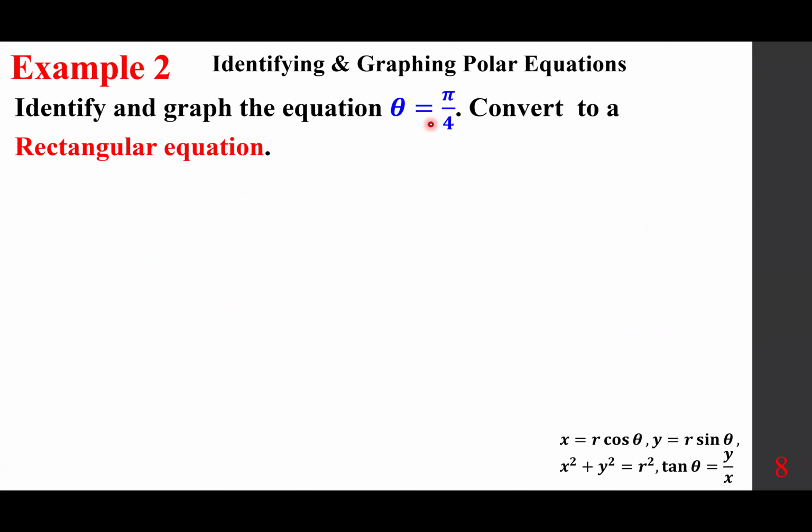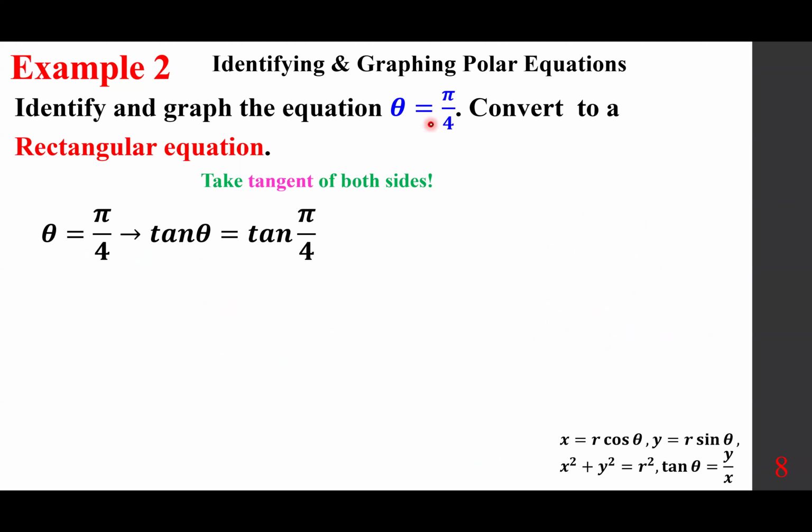What about theta equals pi over 4? If you take tangent of both sides, tan of theta is tan of pi over 4, and we know tan of theta is y over x. We know tan of pi over 4 is 1. Therefore, the cross product will give you y equals x, and as you know, y equals x is a line through the origin. So theta equals pi over 4 or y equals x are the same.